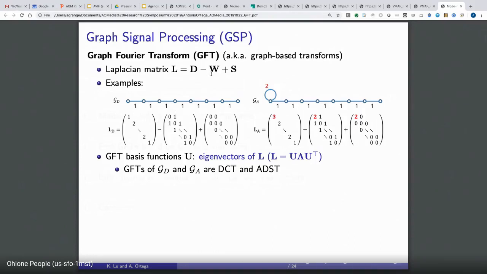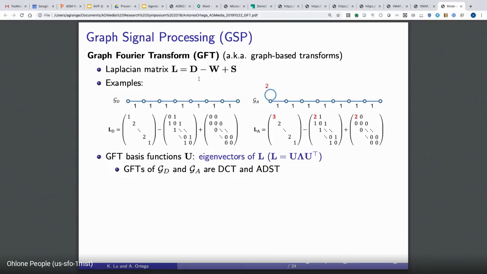In this case, the adjacency matrix is this one. It's pretty simple. Every pixel has a neighbor, and the edge weight is equal to 1. We can construct a degree matrix. Again, in this case, all the degrees are equal to 2, except at the two ends of the line graph. And then we have an additional matrix that gives us self-loop weights. So once we have this Laplacian, or generalized Laplacian, degree minus adjacency plus self-loop weights, if any, we can find the eigenvectors of this matrix, and this would be what we would call the graph-based transforms, or the graph Fourier transforms, and this is what we will be using for transforming the data.